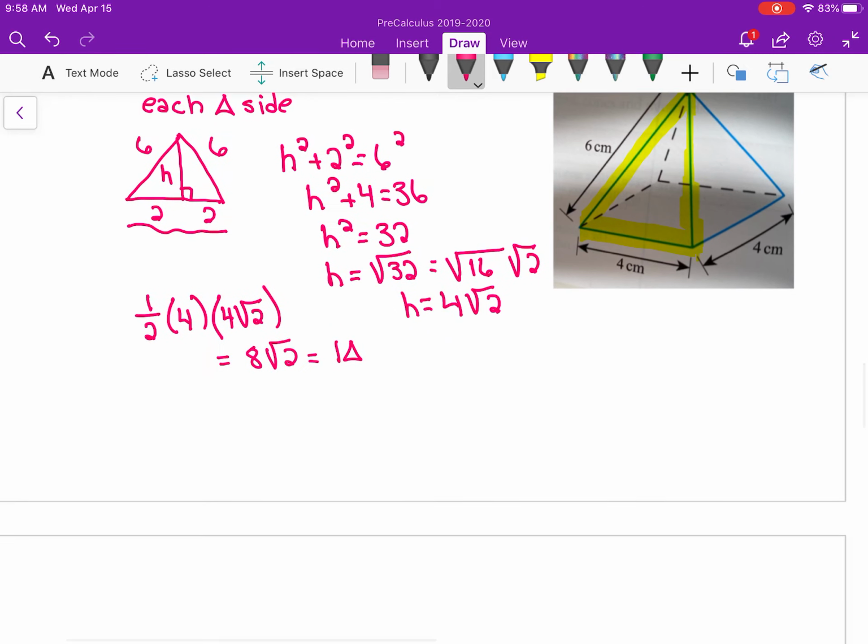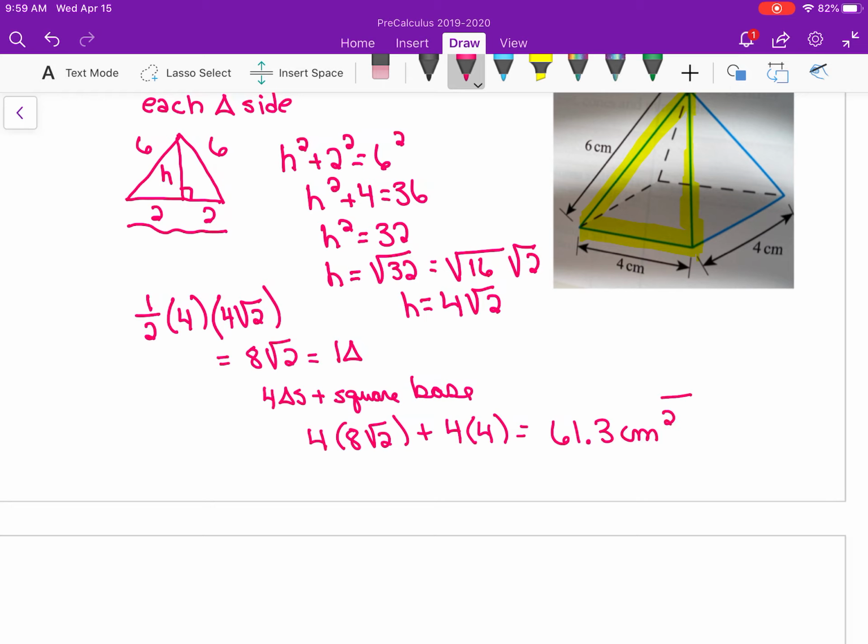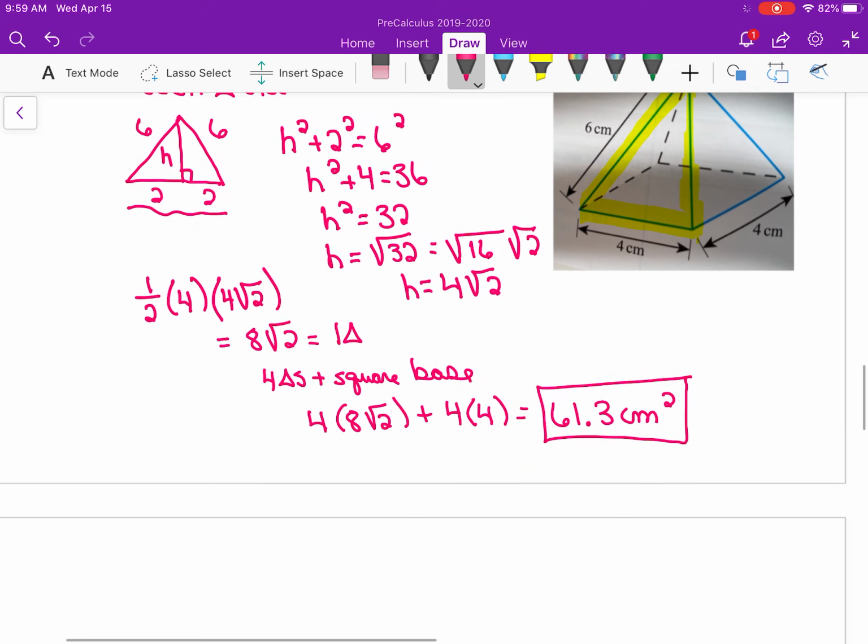All right, and the area of this whole figure would be 4 triangles plus the square base. So we're going to do 4 times 8 root 2 plus the area of the base, which is just 4 times 4. And we end up with, if we put that in our calculator, 61.3 centimeters squared. So I think surface area is a bit easier just because we can find the area of each piece and then go with it from there.